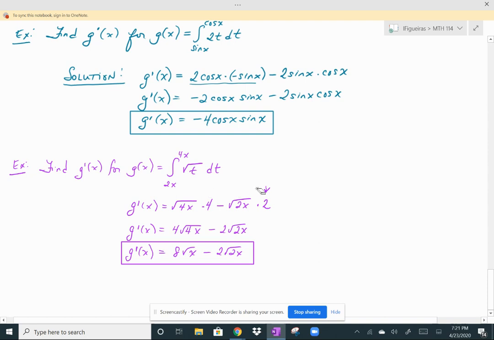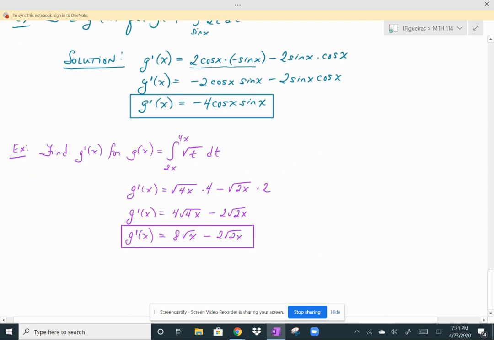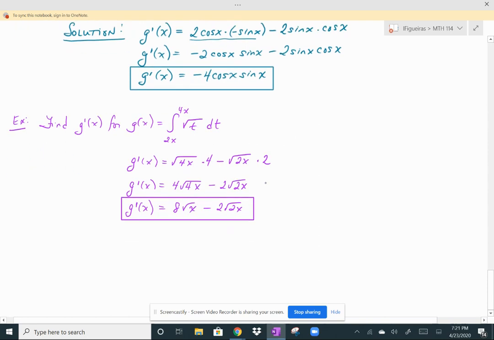Then the rest of it is a little bit of simplification. So this is equal to 4 square root 4x minus 2 square root 2x. I just put the coefficients in front. But the first radical simplifies. The square root of 4 is 2. And when that comes out of the radical, it gets multiplied by that 4. So we get 8 square root x minus 2 square root 2x.